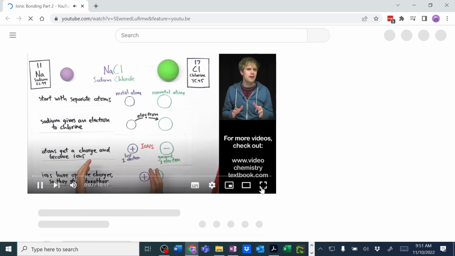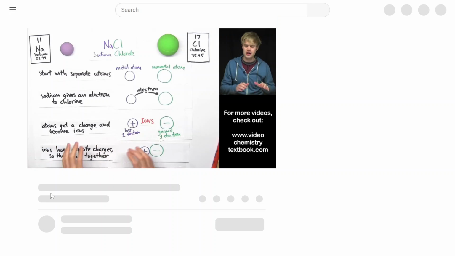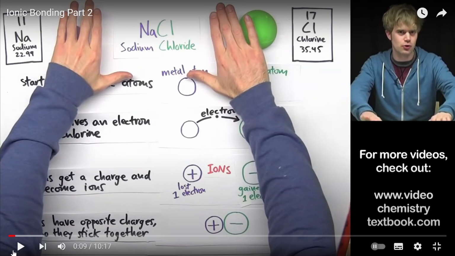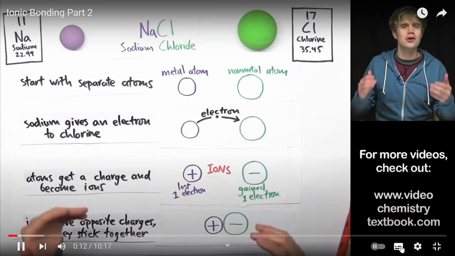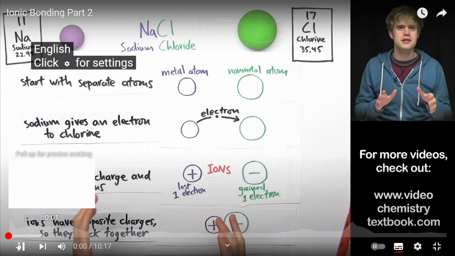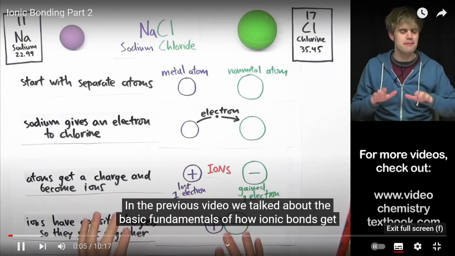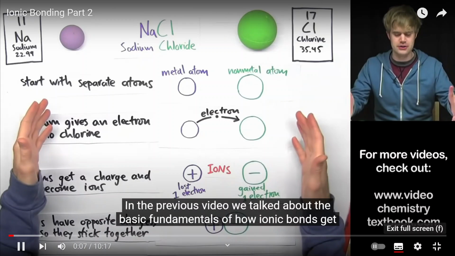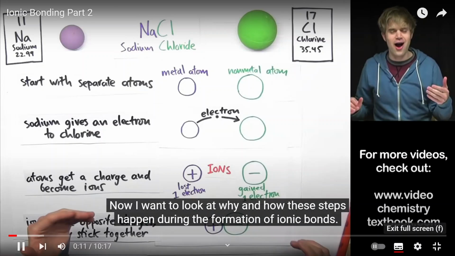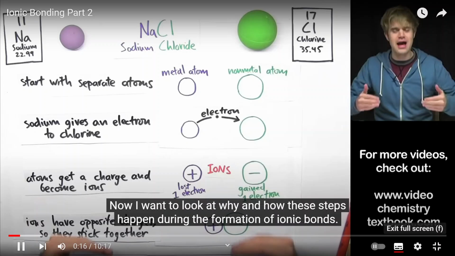Let's talk about ionic bonding in much more depth. In the previous video, we talked about the basic fundamentals of how ionic bonds get made in sodium chloride. Now, I want to look at why and how these steps happen during the formation of ionic bonds.